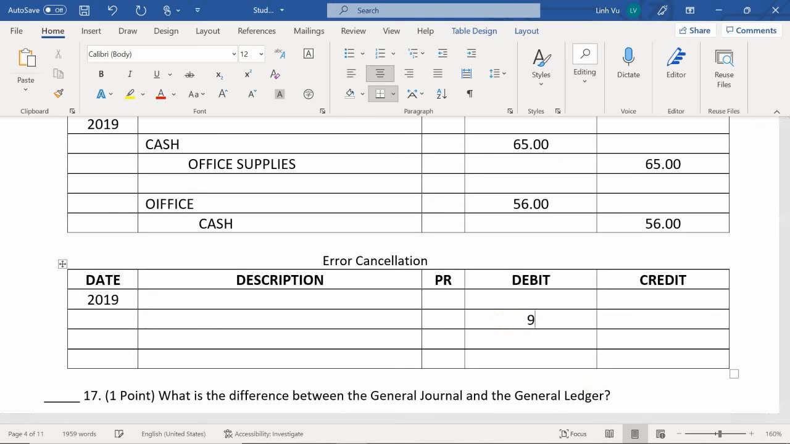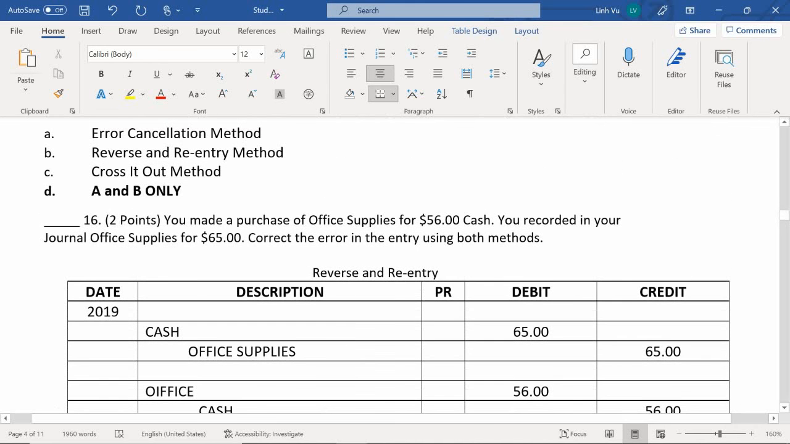Now, here's the question. Which account is overstated or understated? So in this case, if I originally purchased my office supplies for $56, but I recorded it at 65, which account is overstated? Cash. Cash is not overstated. Actually, yeah, cash is not overstated. Actually, yes, you're right. It is overstated.